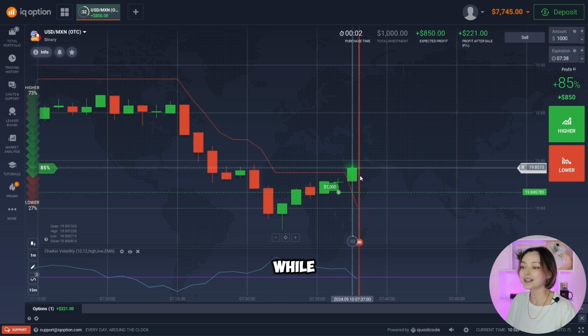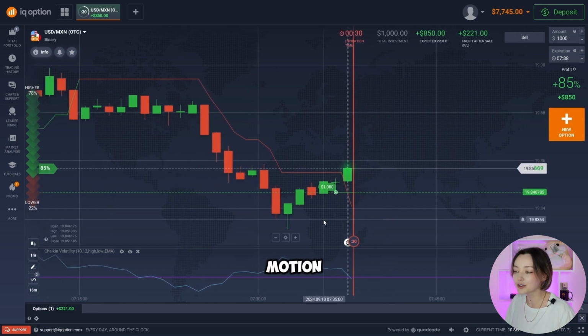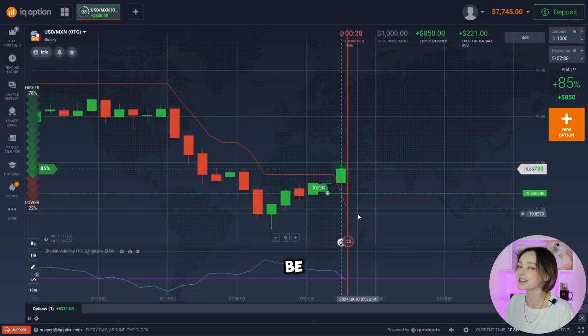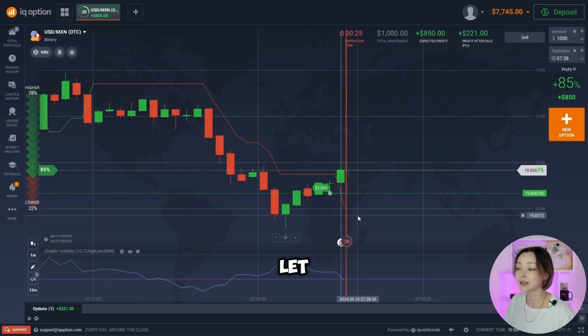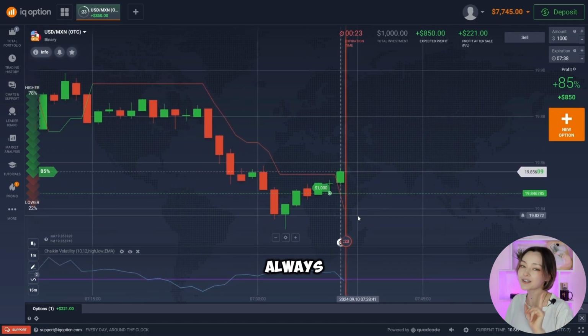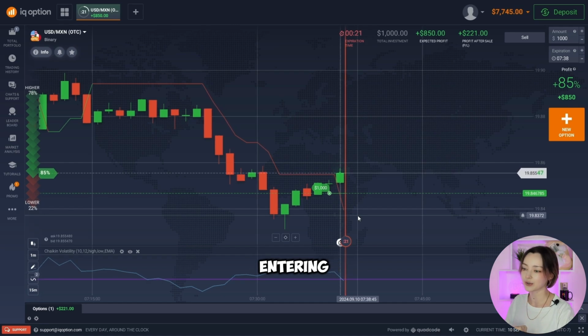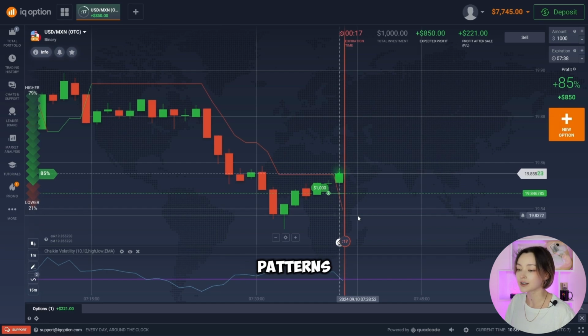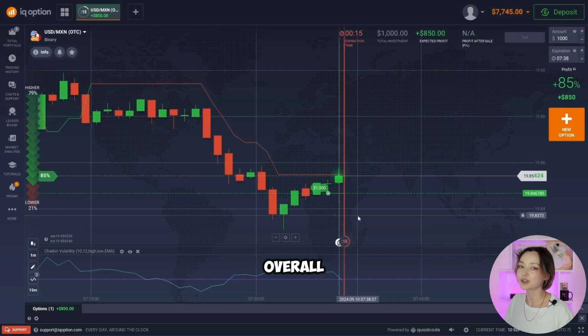By the way, guys, while I'm explaining this, look at the impulsive motion occurring at the moment. I think it's going to be a solid profit. By the way, let me give you a tip. You should always look for confirming factors before entering a trade. Confirming factors can be certain levels or candle patterns or eventually the overall trend movement.